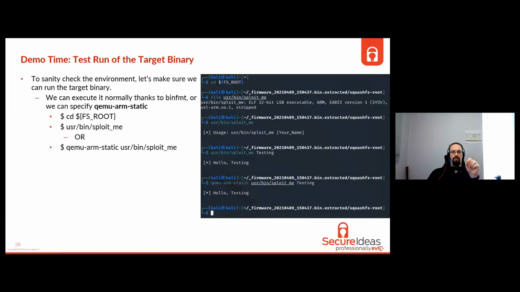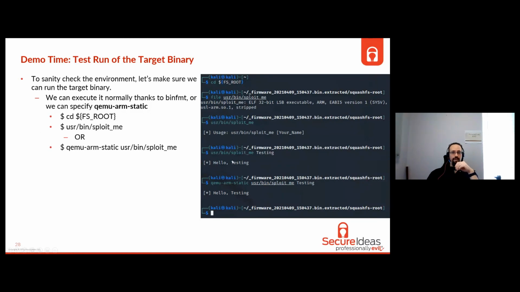Once you've got that in place, you should be able to just run the binary as though it were a native binary. In this example, I've got this screenshot here. We can run file on this usr/bin/exploit_me, and we can see that this is an ARM binary. Then I can just invoke it like a normal program, and you can see it's actually running, and this is an ARM binary on my x86 or x64 system.